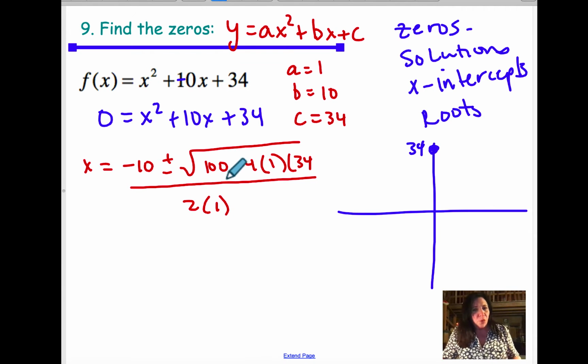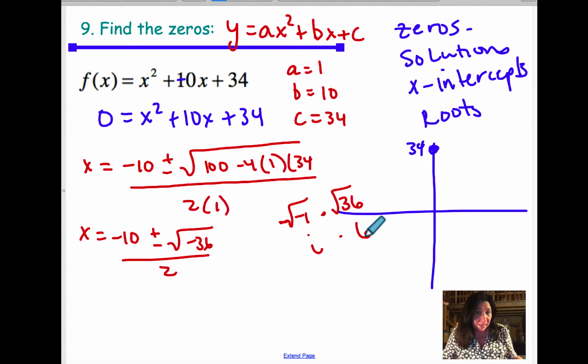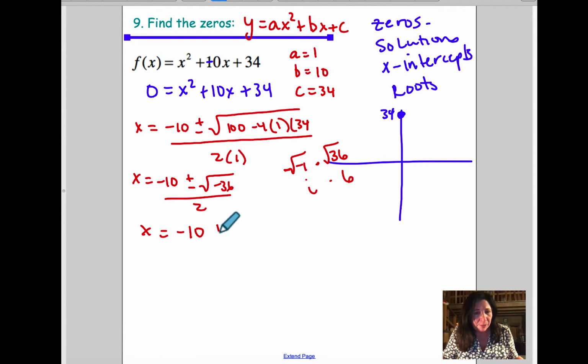A is 1. So 100 minus, what is that? 4 times 34. Oh boy, I can't see. So 4 times 34 is 136. So that's 100 minus 136, which is negative 36, right? So we have x equals negative 10 plus or minus the square root of negative 36 all over 2. Now, what you should remember about the square root of negative 36 is that it's the same thing as the square root of negative 1 times the square root of 36. The square root of negative 1 is i. Square root of 36 is 6, so that's 6i, right? Okay, so what we have now is x equals negative 10 plus or minus 6i all over 2.